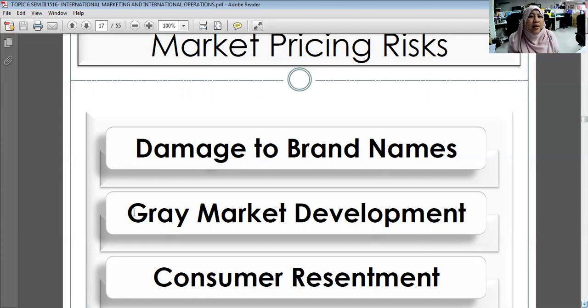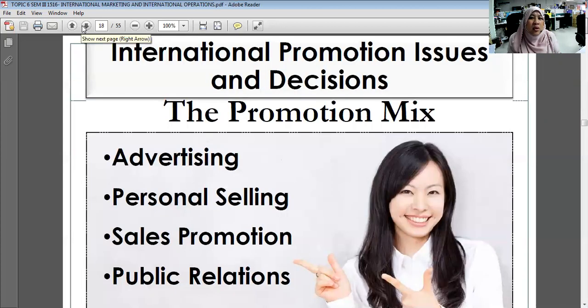Okay, and then we do have the international promotion issue. This is the promotional mix that I told you before. We have advertising, which I told you before is divided into two: above line versus below line strategy. Above line is the online advertisement, whereas below line is using paper. Okay, personal selling, you face to face with your customer, or even you use Zoom or Google Meet. Doing face to face, that is still called personal selling.